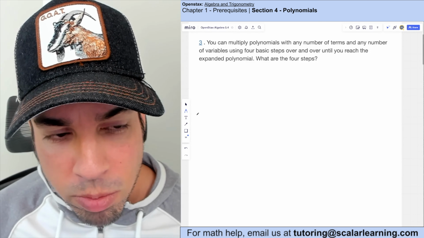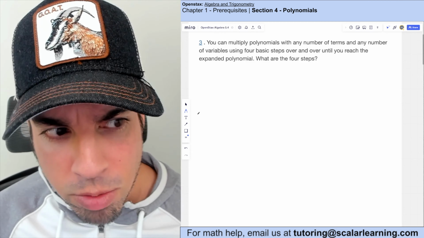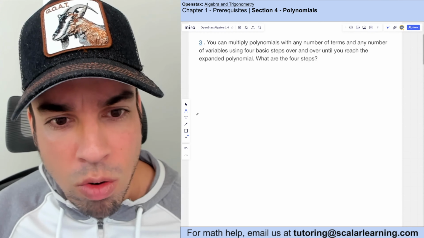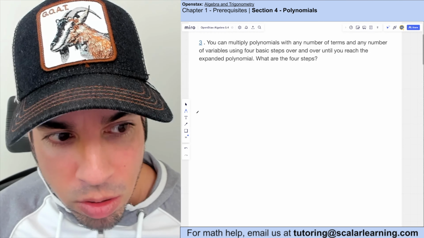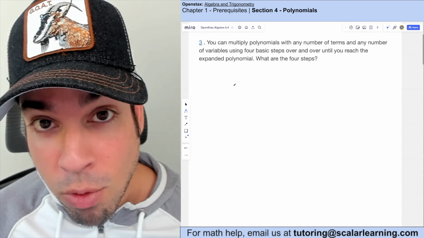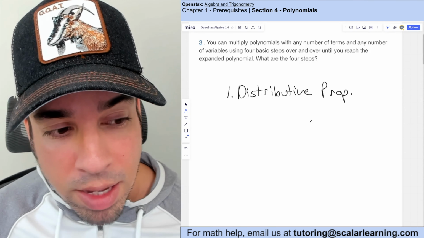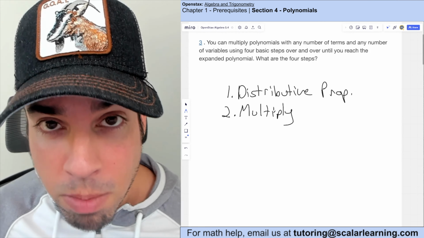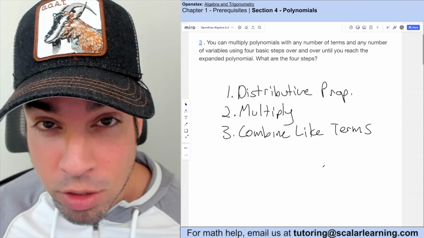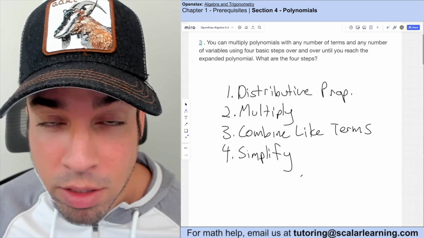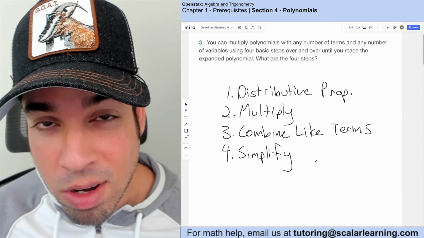You can multiply polynomials with any number of terms and any number of variables using 4 basic steps over and over until you reach the expanded polynomial. What are the 4 steps? So the 4 steps are as follows. 1, apply the distributive property. 2, you're going to multiply. 3, combine like terms. And 4, simplify. And you'll see more examples of this later on in the chapter.